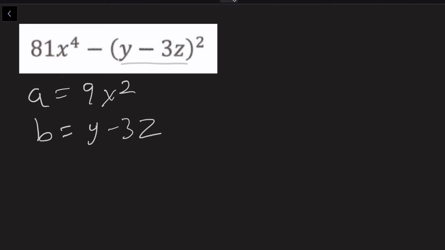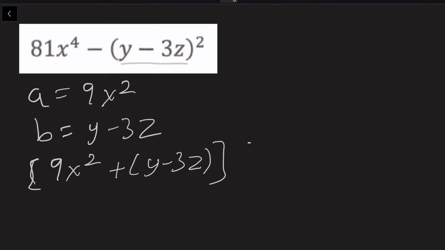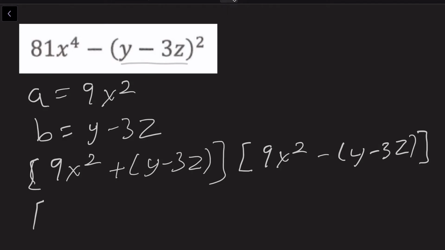Now what we could do is the same thing as we did before. We're going to take our a term, 9x squared. We're going to add y minus 3z, our b term. Then we're going to do the same thing, 9x squared. This time we're going to subtract our b term, y minus 3z. I'm going to distribute the negative throughout, and I'm going to combine like terms. So our first term, it's all positive. So I'm going to be having 9x squared plus y minus 3z.